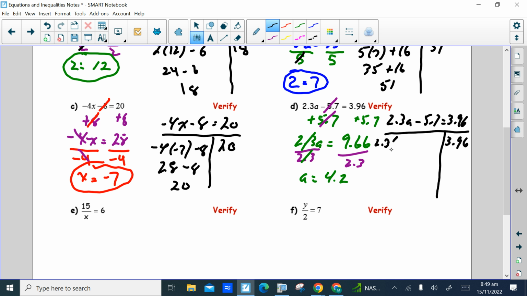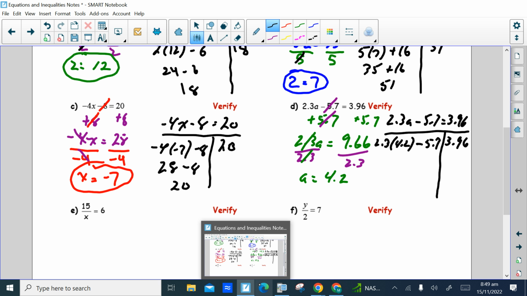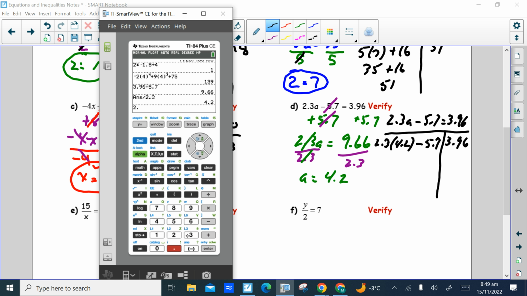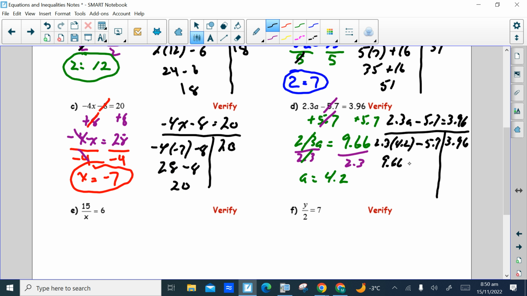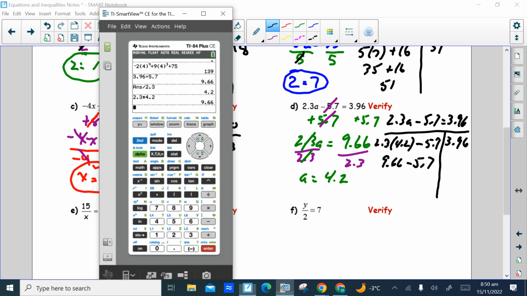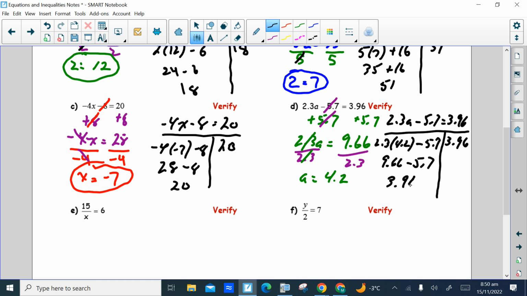So 2.3 times a, which is 4.2, take away 5.7. 2.3 times 4.2 is 9.66. That we now have to subtract 5.7 from. And we get the same number on both sides, 3.96. So we've just shown that our answer is correct. It works.